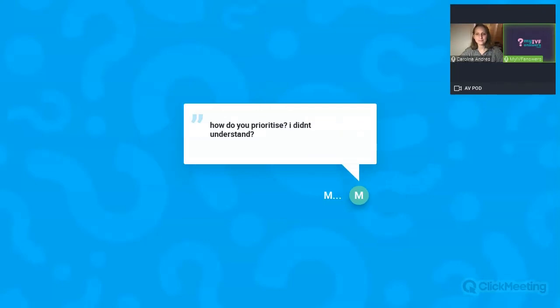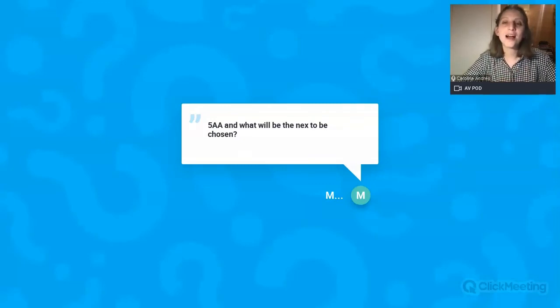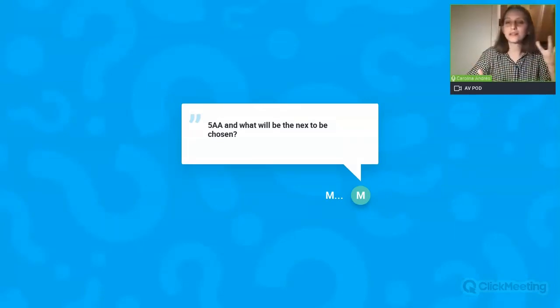So how do you prioritize, sorry, 5AA, and what will be the next chosen? Okay, so concerning the transfer, maybe I wasn't very clear. We would choose the embryo that's more expanded, and we also have to take into account different factors. For us, it's more important to check the quality. So embryos with the best quality, that means with letters A and B, would be transferred. At our clinic, for example, we do not transfer embryos which contain letters C or D in any of its parts. So first of all, embryos AA would be transferred.